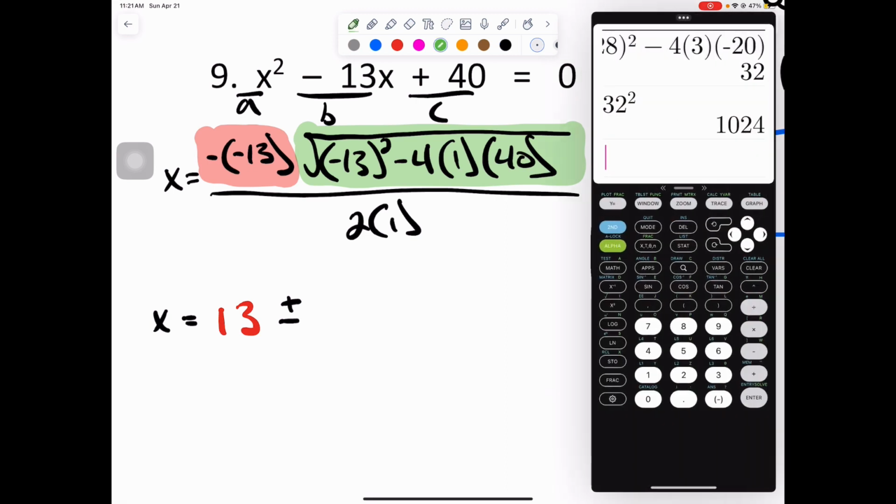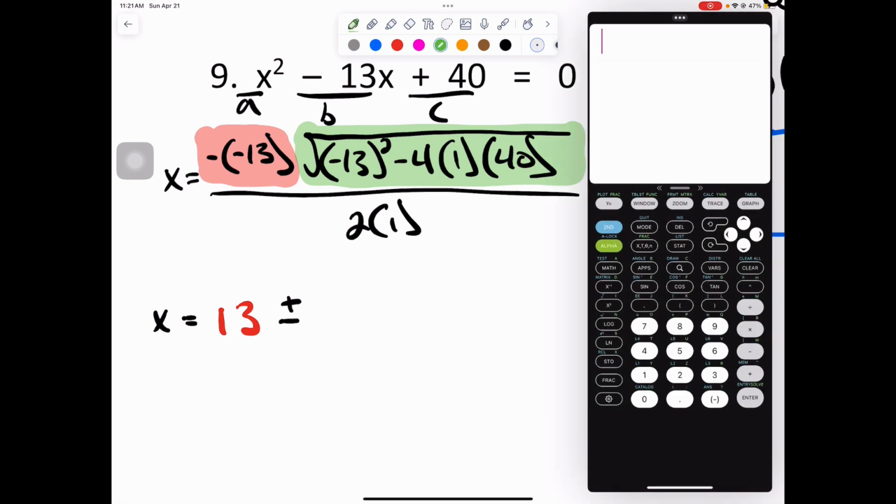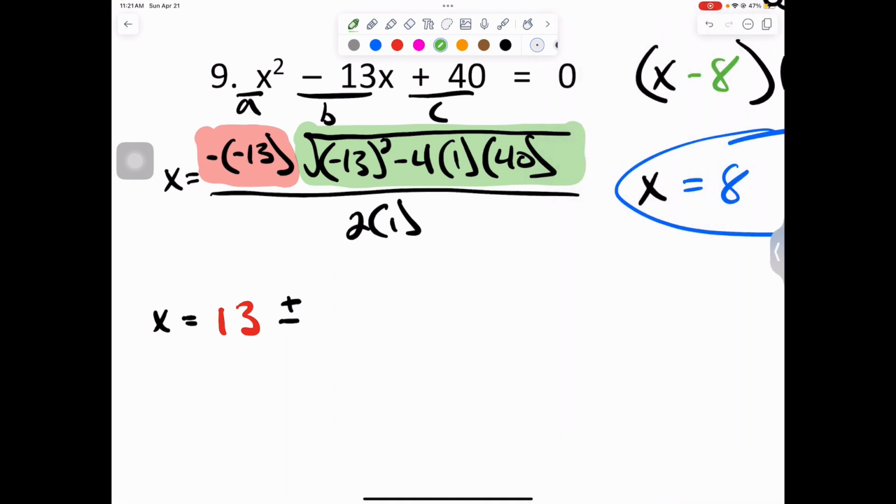And then in green, let's plug this into our calculator. We'll start off by hitting second, then your x squared. That gives you a radical. Open, -13. Close it. Square it. -4. Open. 1. Close it. Open. 40. Close it. Enter. We get a 3. We will set that over 2 times 1, which is simply 2.